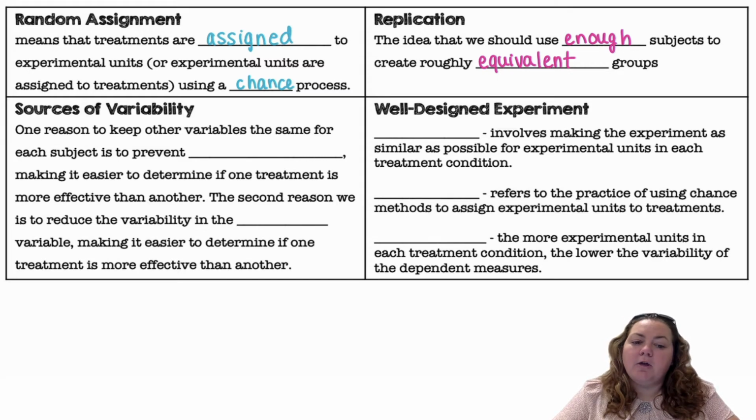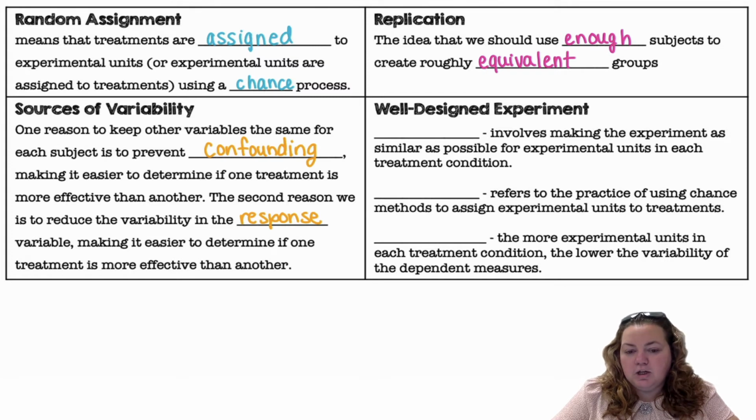Sources of variability. One reason to keep other variables the same for each subject is to prevent confounding, making it easier to determine if one treatment is more effective than another. The second reason is to reduce the variability in the response variable, making it easier to determine if one treatment is more effective than another.